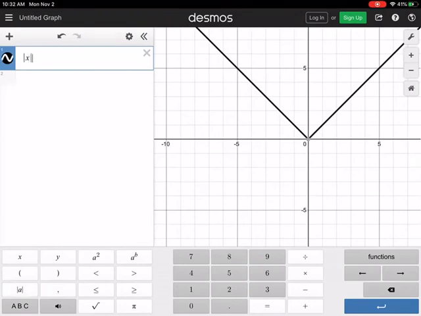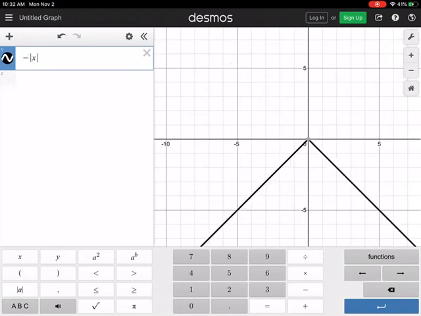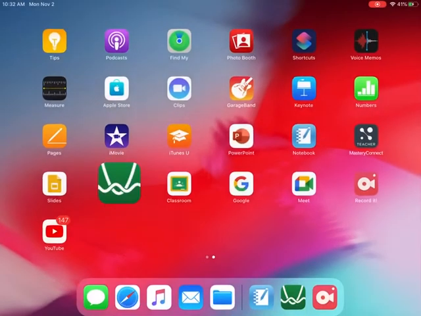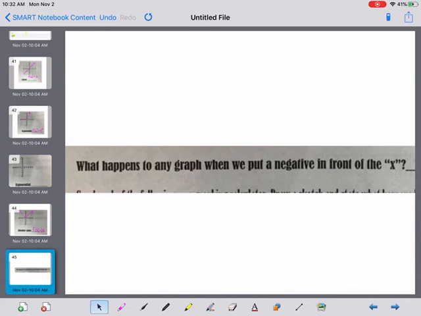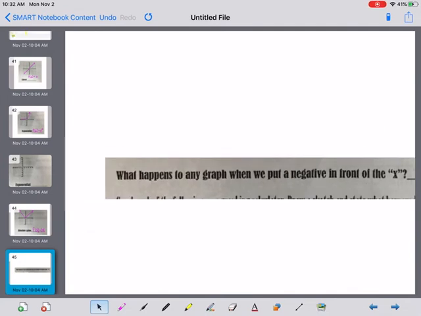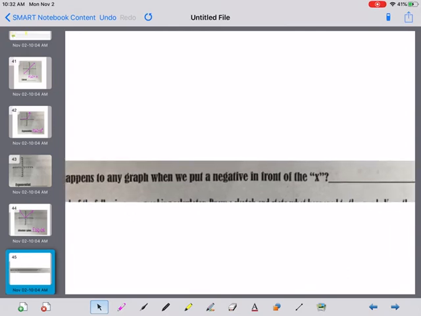Let's try the absolute value of x. If I have the absolute value of x, what do I have right there? I have that V shape. What happens when I put a negative in front of it? Same thing. So anytime you put a negative in front of your equation, what happens to a graph when we put a negative in front of the x? It flips.